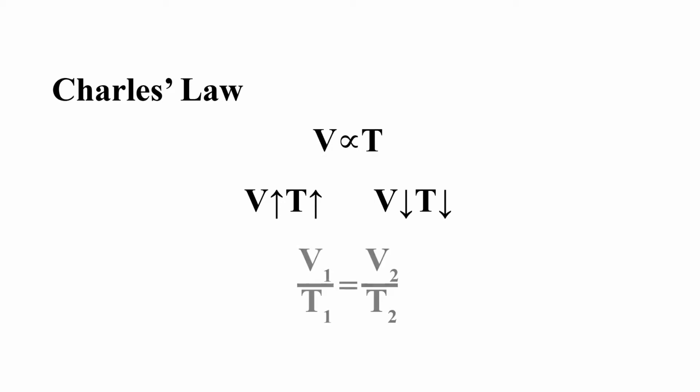Charles' Law tells us that volume and temperature of gases are directly related when pressure and number of moles remain constant. This means that as the volume increases, so does the temperature, and as the volume decreases, so does the temperature. This can be denoted by the equation V1 over T1 equals V2 over T2. We will work a problem similar to this one later on, so you have an idea of how it works.